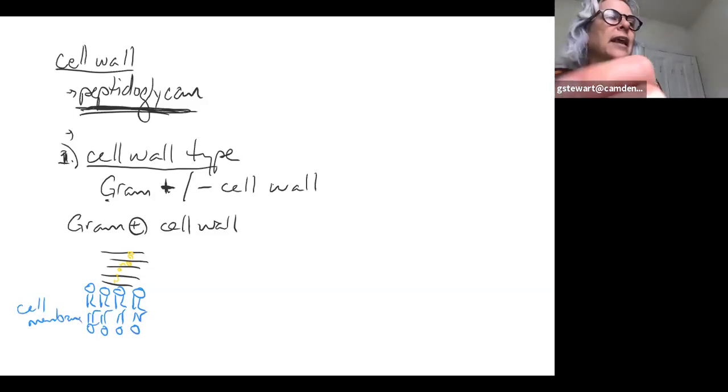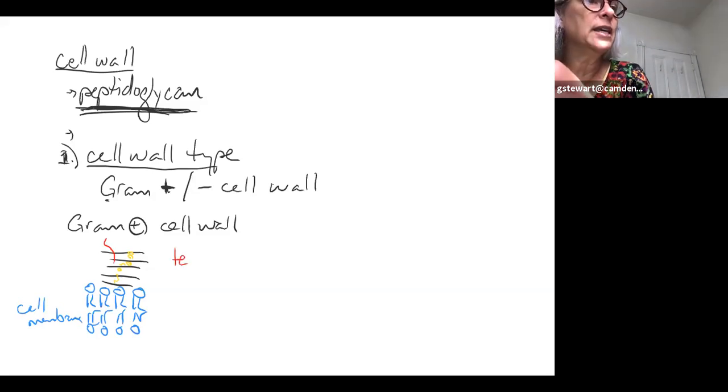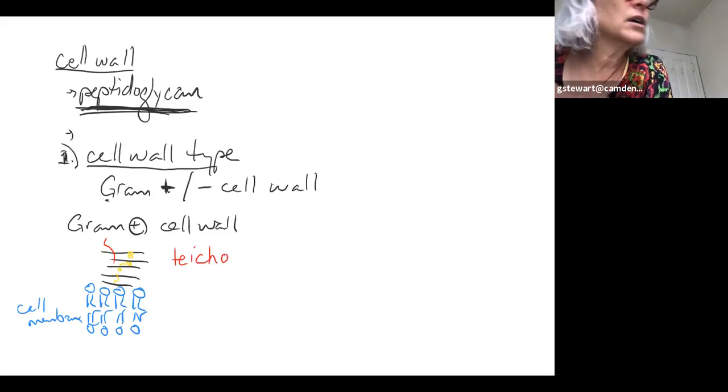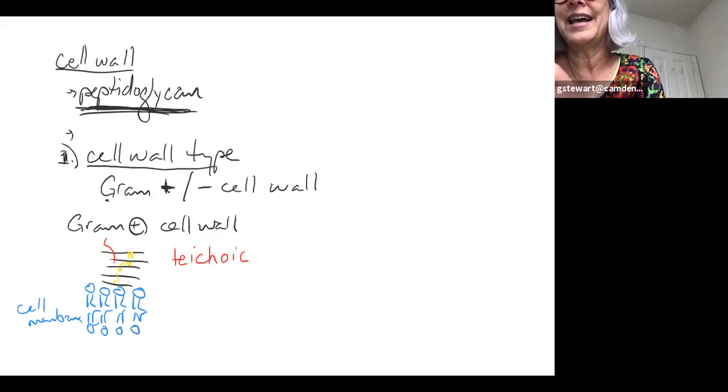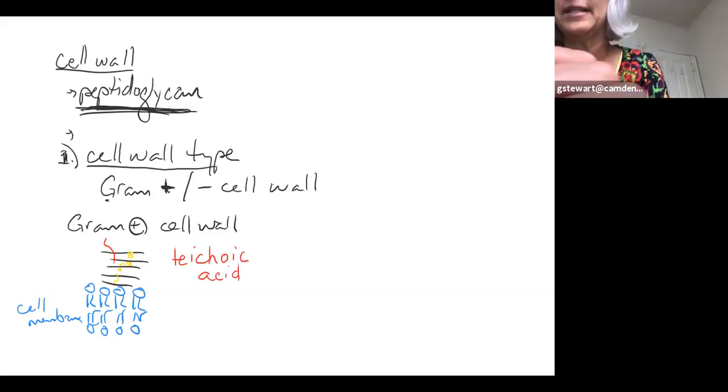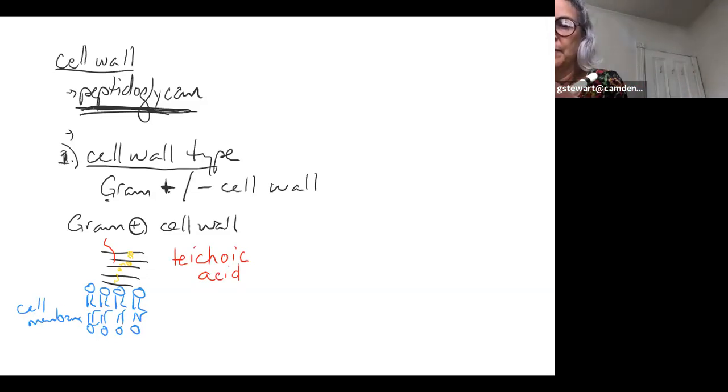In addition, sticking out of the gram-positive cell wall type is this acid called teichoic acid. Make it red. Teichoic acid. And it comes in regular and lipo with a lipid on top of it. Okay, that's one cell wall type.